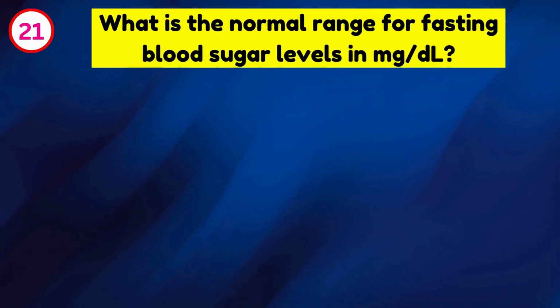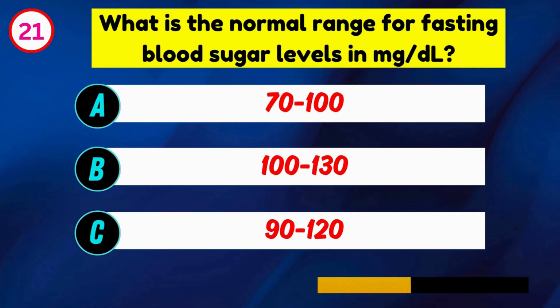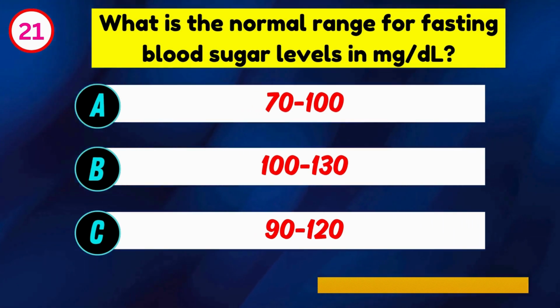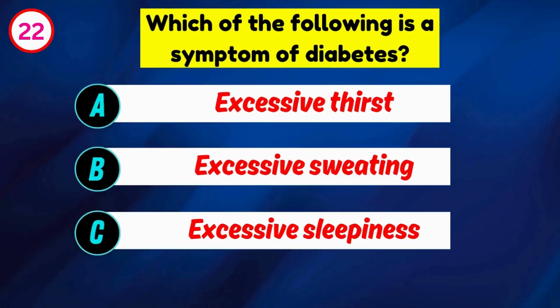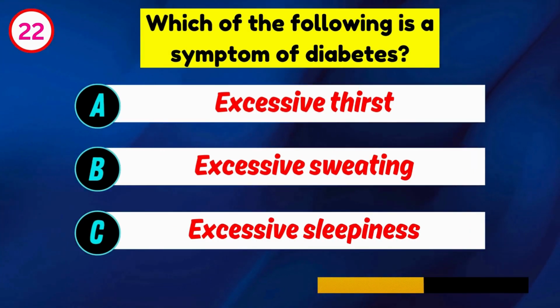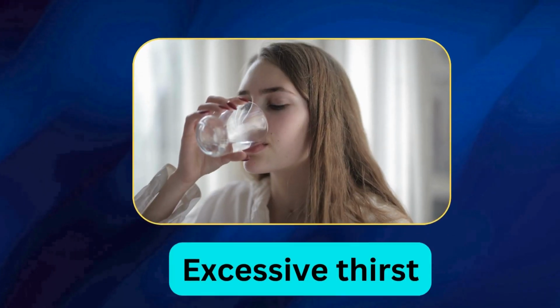What is the normal range for fasting blood sugar levels in milligram per deciliter? 70 to 100, 100 to 130, 90 to 120. 70 to 100. Which of the following is a symptom of diabetes? Excessive thirst, excessive sweating, excessive sleepiness. Excessive thirst.